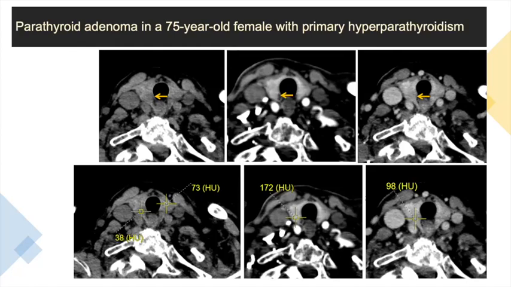This is a parathyroid adenoma in a 75-year-old female presented with primary hyperparathyroidism, and please note the relatively hypodense nodule within the right thyroid lobe and the slight arterial enhancement and washout in the venous phase. And here is the measurement. It measures 38 Hounsfield unit in the non-contrast phase with significant increase in the arterial phase to 172 and rapid washout, decreasing to 98 in the venous phase. So the measurement could help in equivocal nodules.